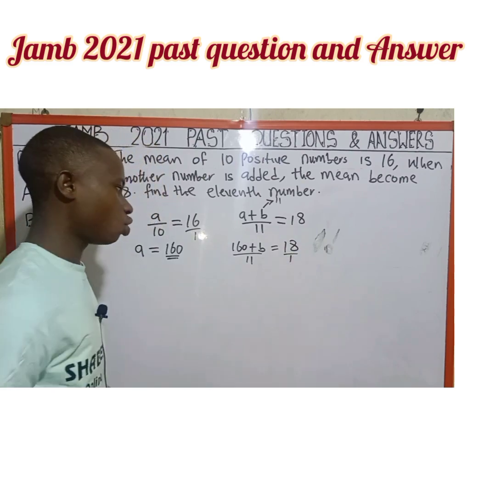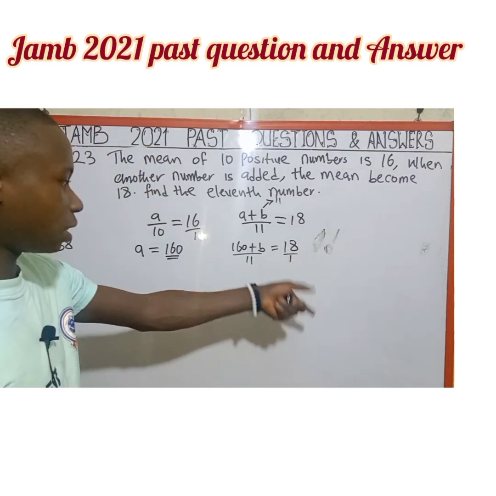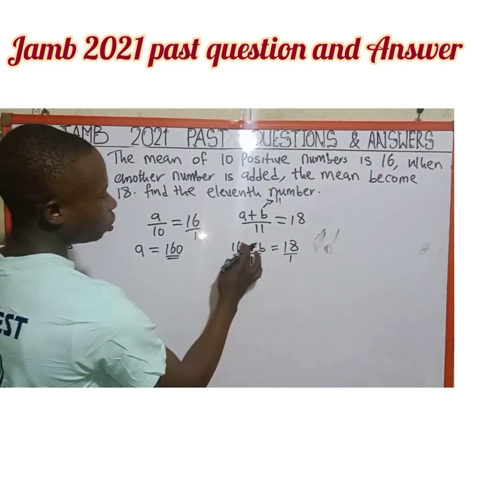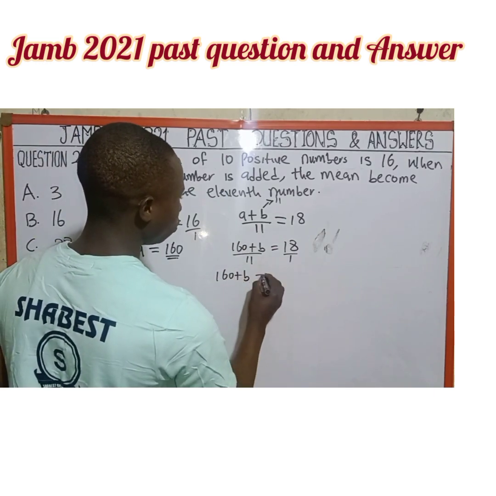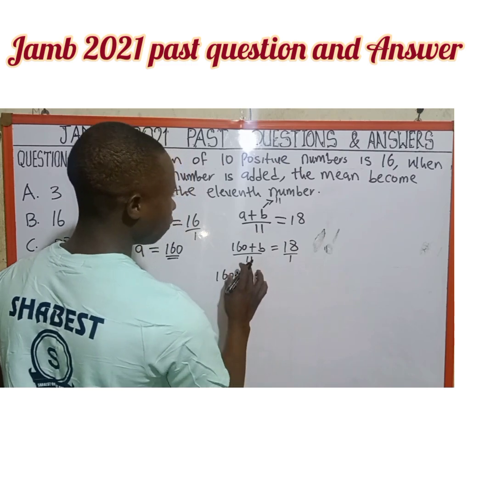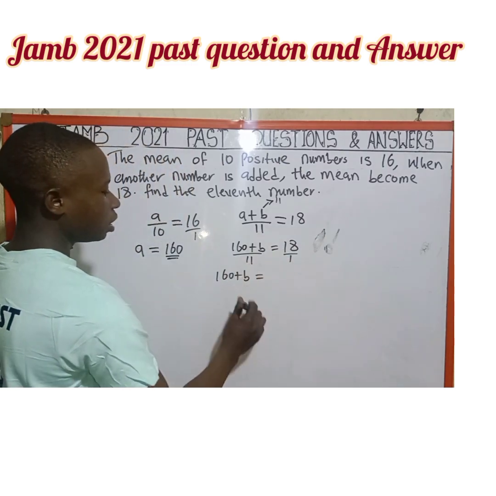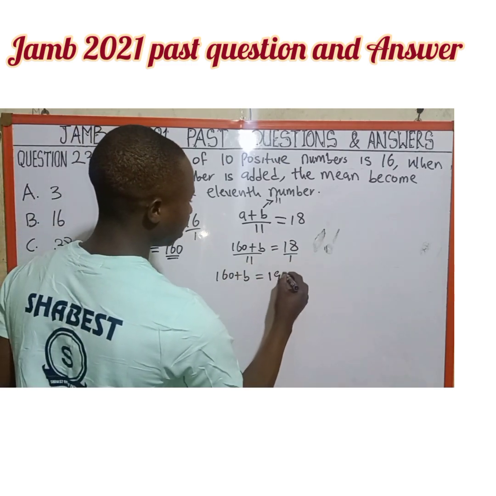So let us cross multiply. 18 over 1 is the same as 18. So 1 multiplied by the whole of this will give me 160 plus B, which is equal to 11 multiplied by 18, which is going to give me 198.